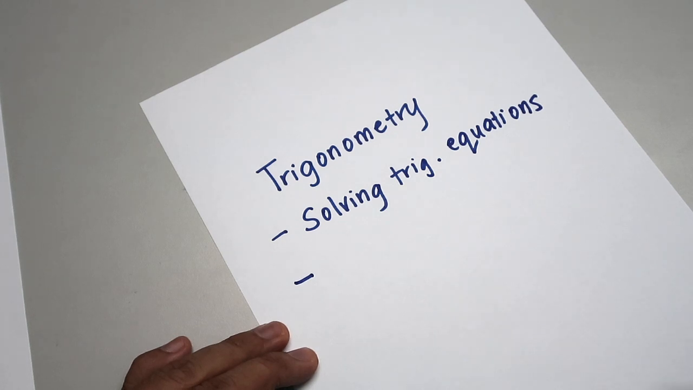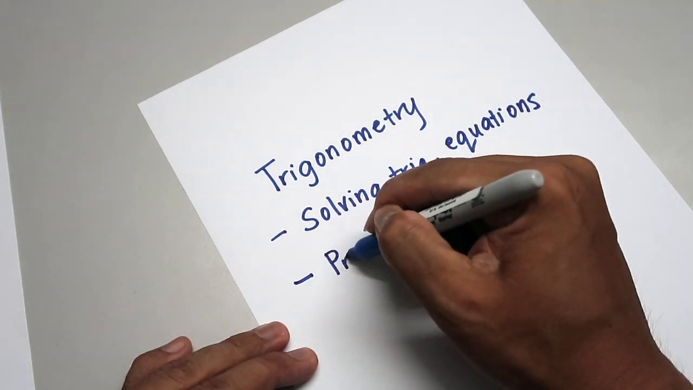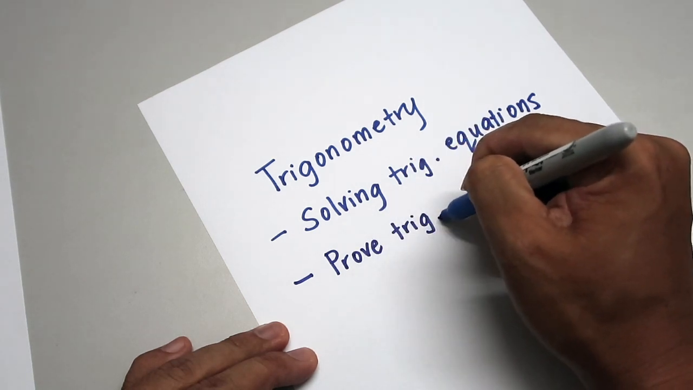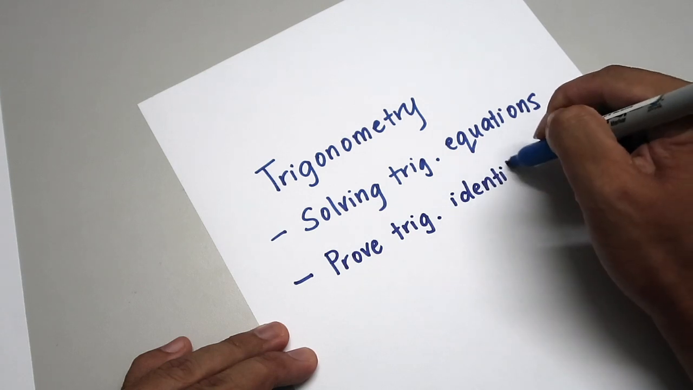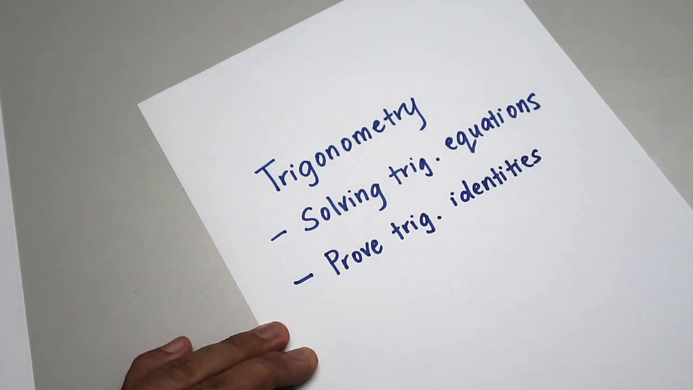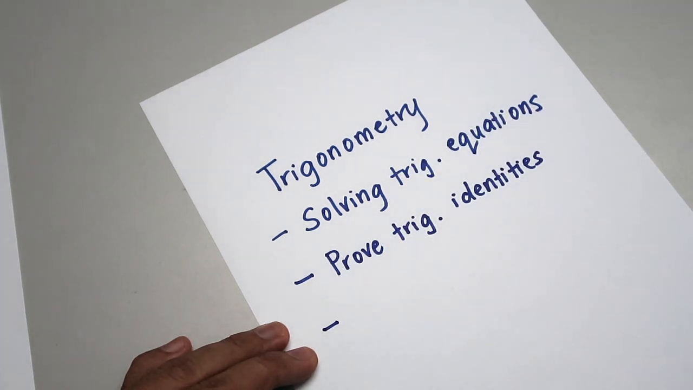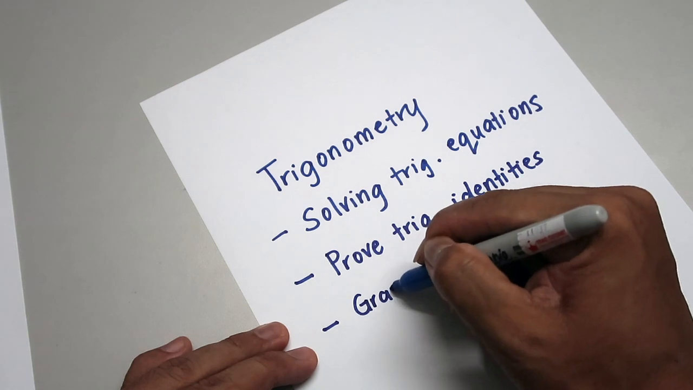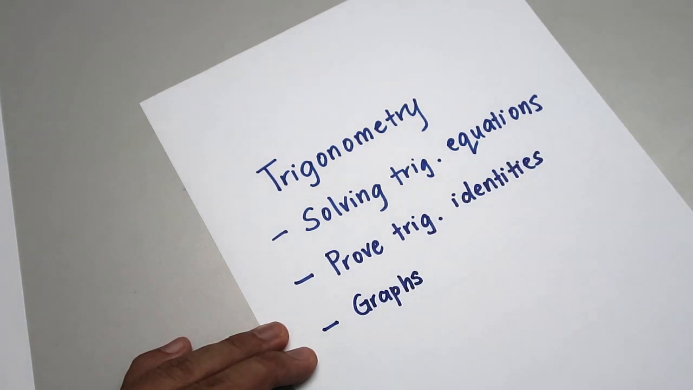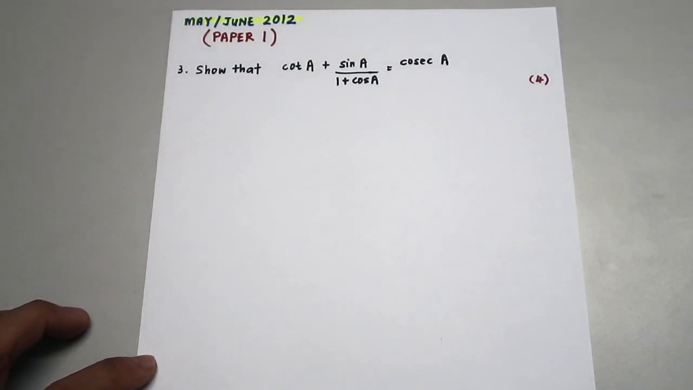Secondly, that's what we're going to be doing in this lesson, which is to prove trigonometric identities. Thirdly, the question relates to the graphs of trigonometric equations. So I have had some requests to do a video about proving trigonometric identities. So we'll be looking at a few questions from past year papers, and I will show you step by step on how to get the answer.